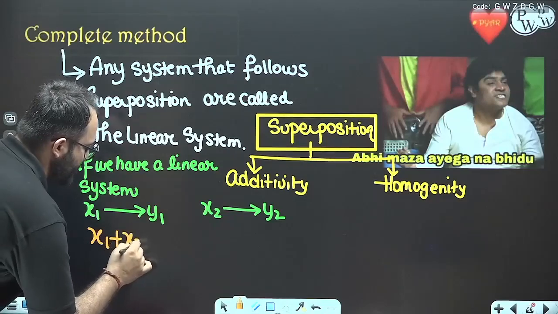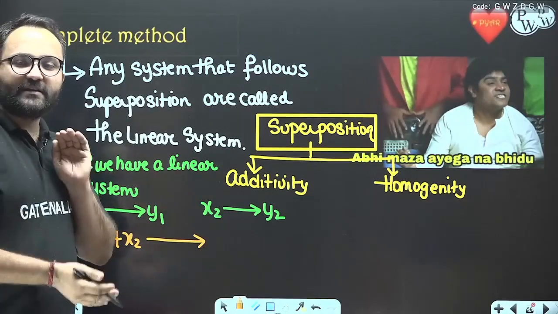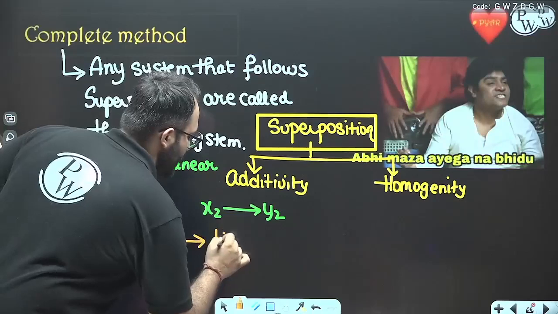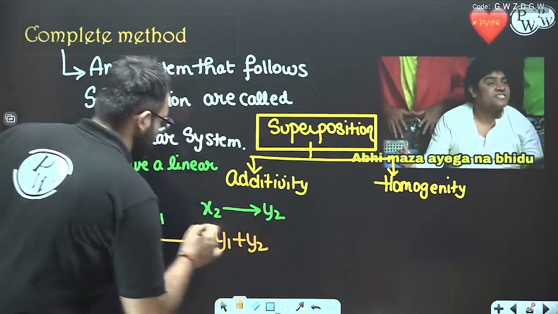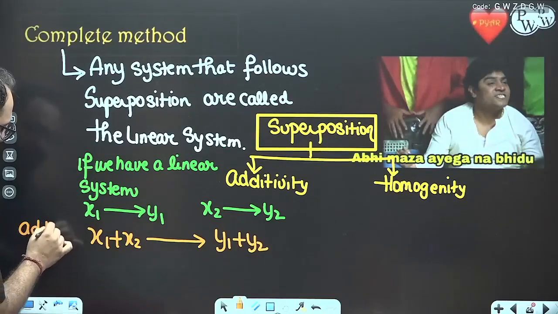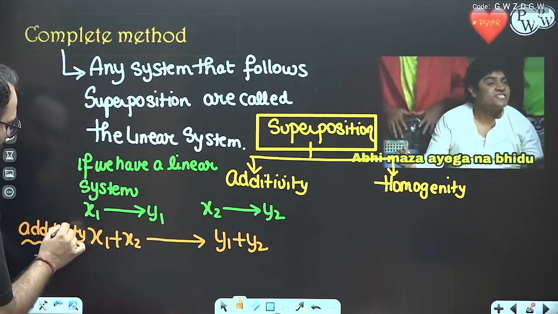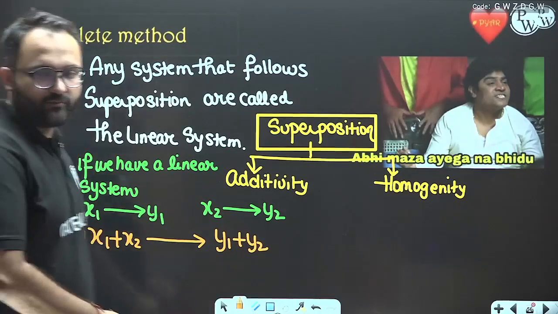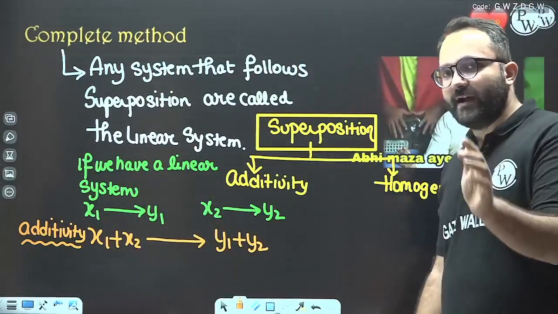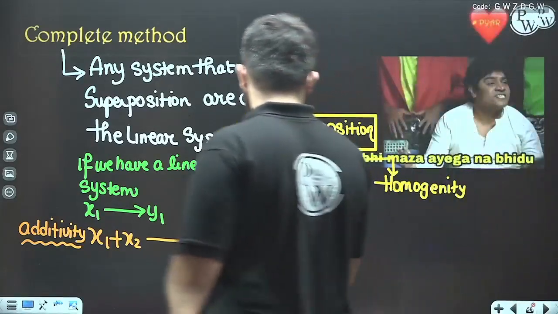Additivity says that if we apply x1 plus x2 as the input, if we add the two inputs, then the output should be y1 plus y2. This is given by the additivity theorem. So the additivity theorem says that if we add the two inputs, then the output will also get added. This is additivity. And what is homogeneity?